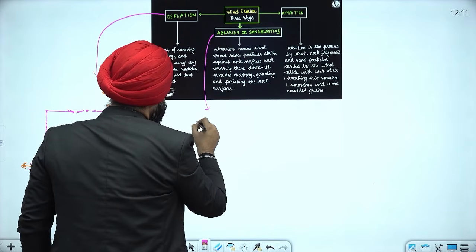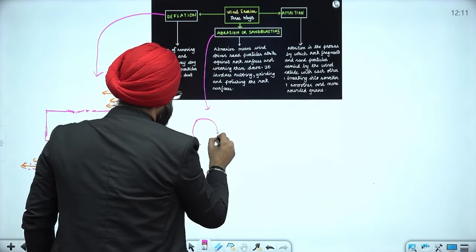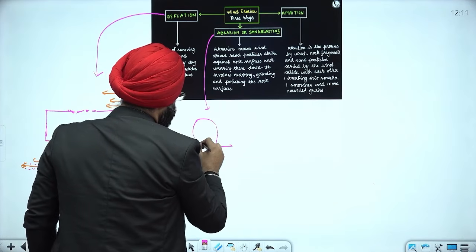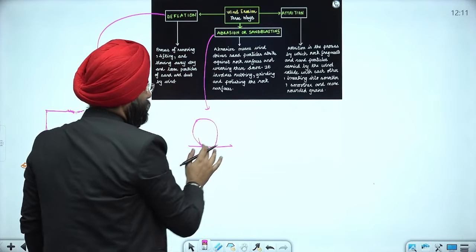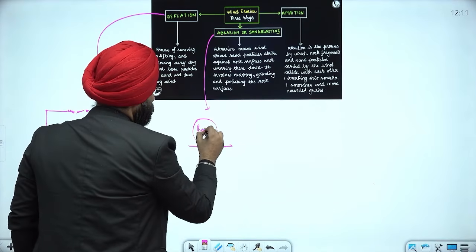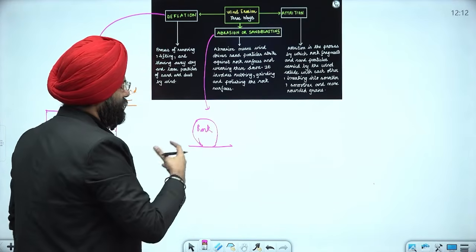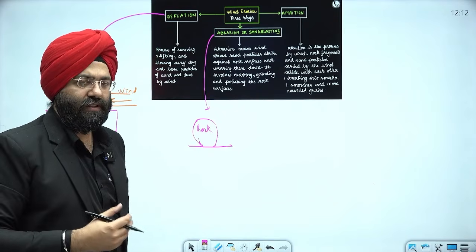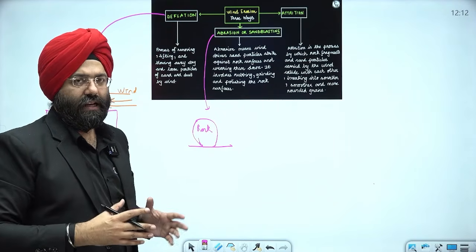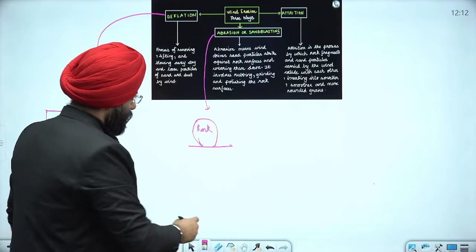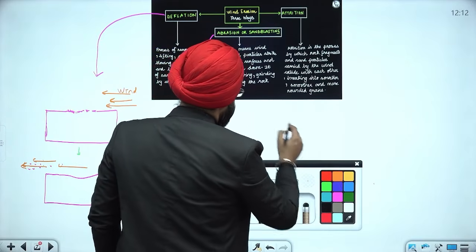Supposingly this is a surface of a rock that is present. Let us say a landform, a large landform, a large rock structure is present in the desert region. Now, what happens is, wind is blowing.